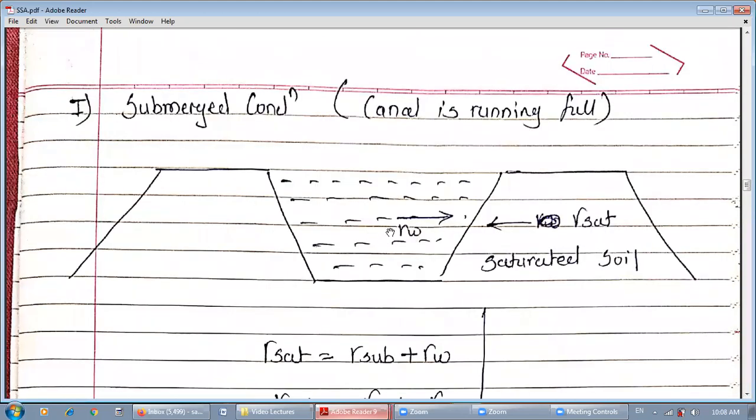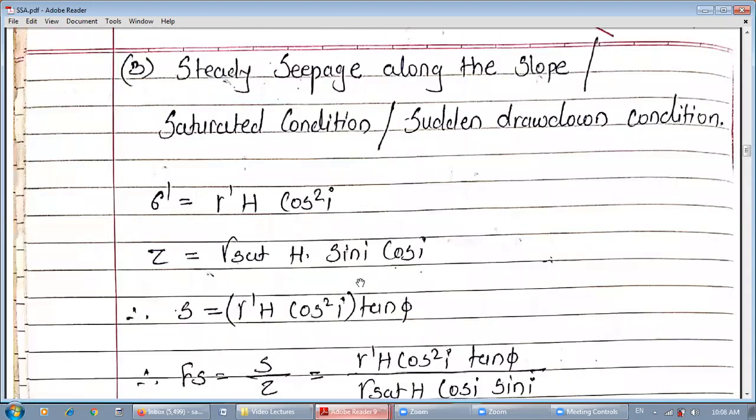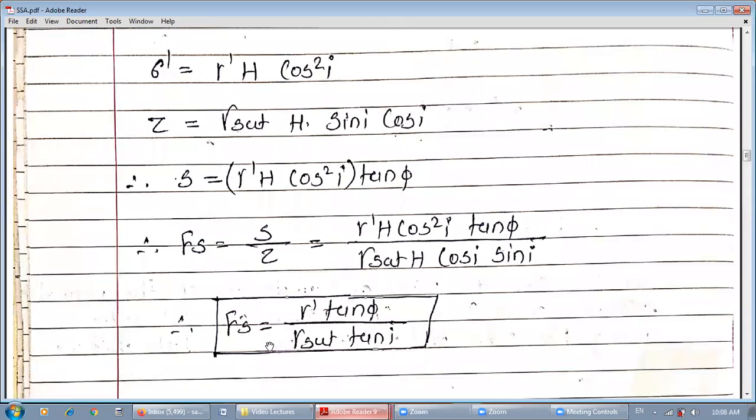Gamma W moving toward the right and gamma W moving toward the left will get cancelled, so only gamma submerged remains in case of shear stress. But in case of saturated condition or sudden drawdown condition, for shear stress as a whole we have to take saturated unit weight. So the factor of safety equation is slightly changed: gamma submerged into tan phi divided by gamma saturated into tan i.